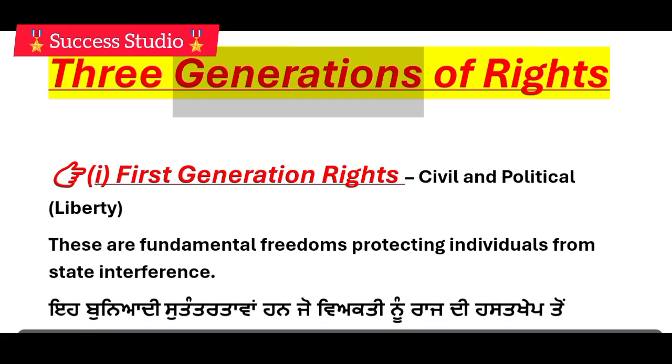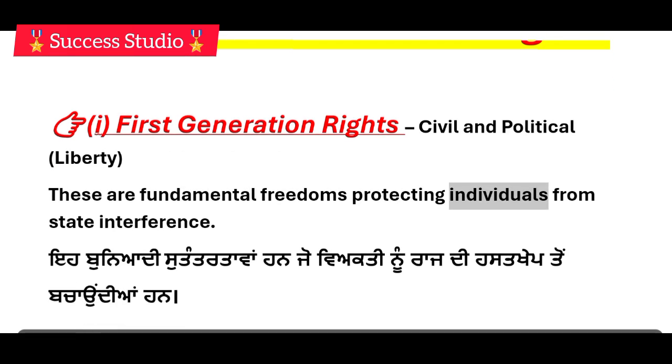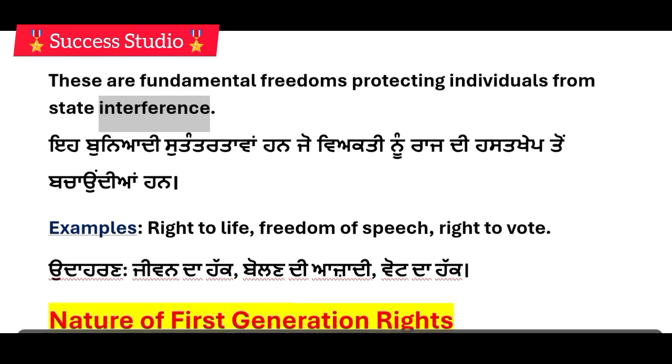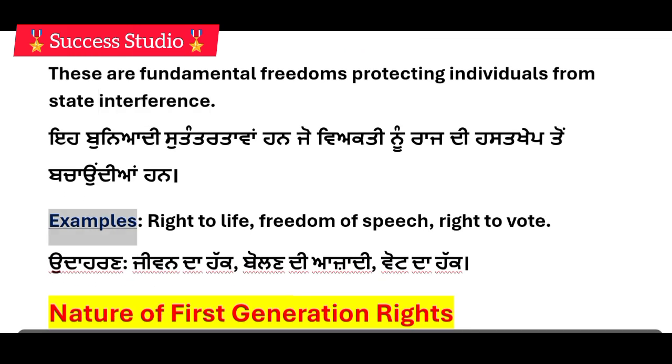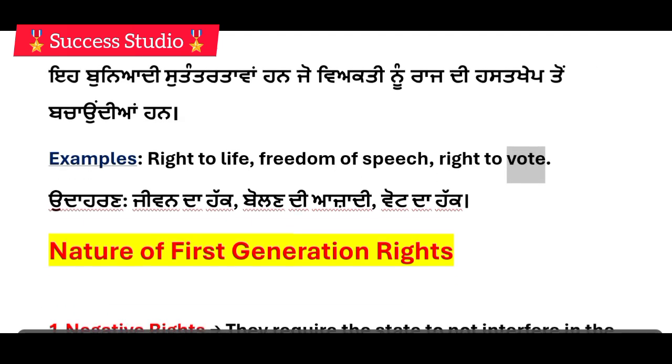Three generations of rights. 1. First-generation rights: civil and political liberty. These are fundamental freedoms protecting individuals from state interference. Examples: right to life, freedom of speech, right to vote.